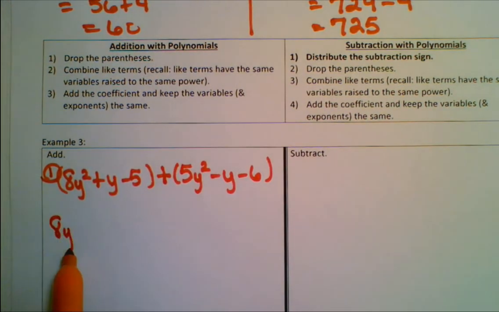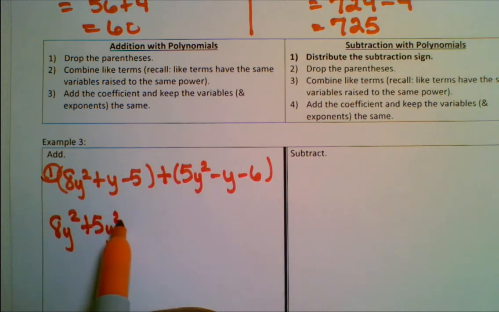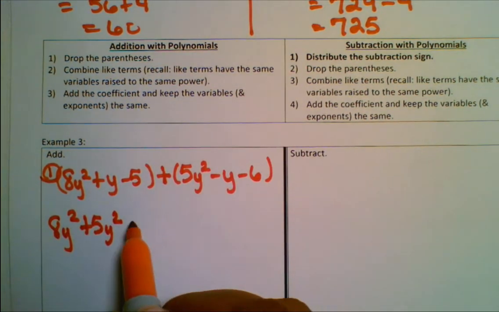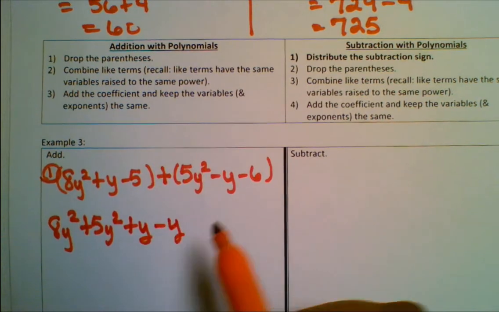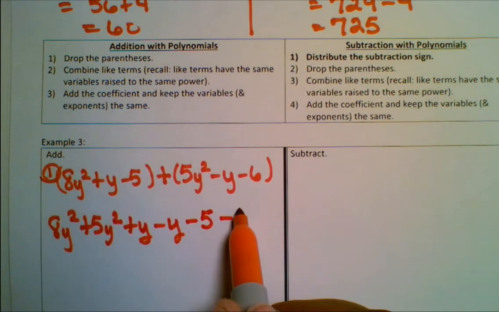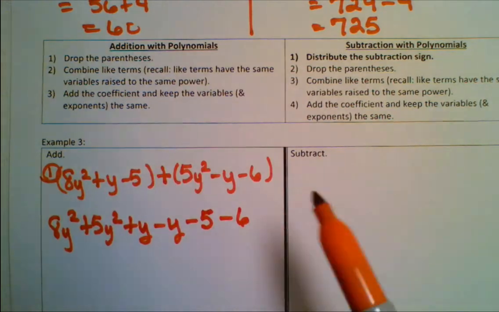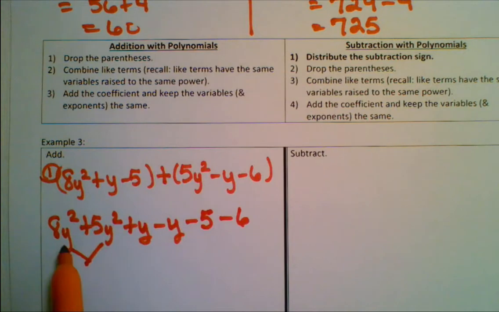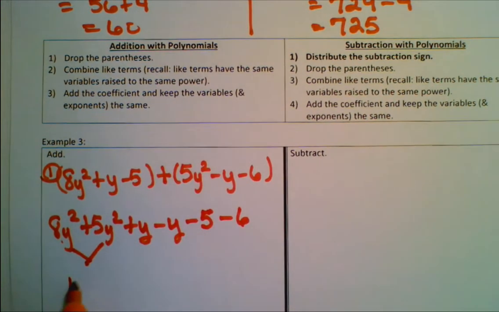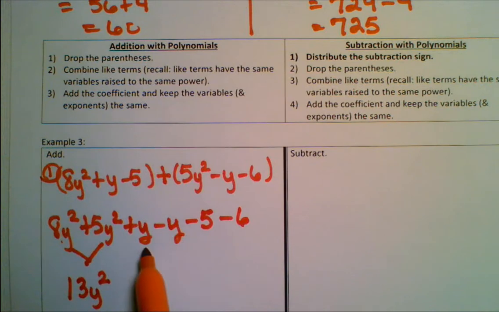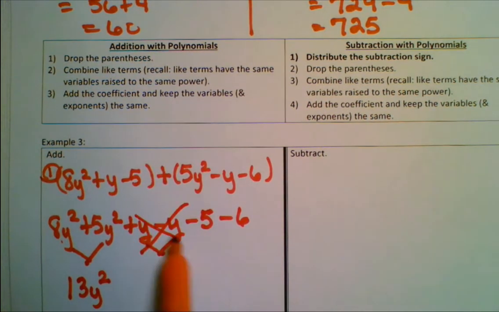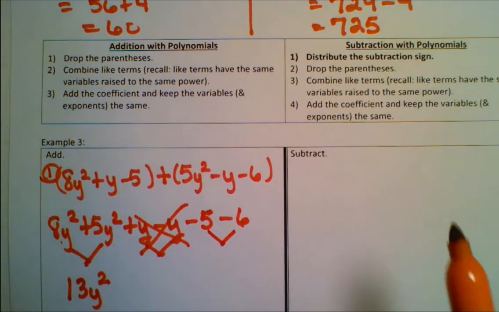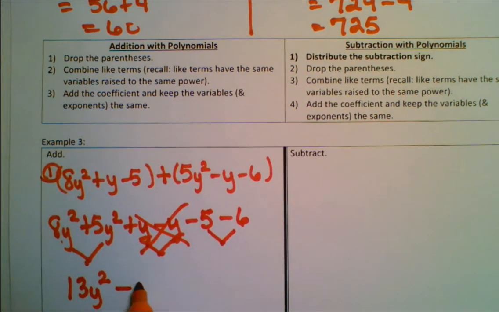So we have 8y squared and 5y squared. We're going to add those together. We have positive y and minus y. And then we have minus 5 and minus 6. Once we combine the like terms, we add the coefficients. So 8 plus 5 for our y squared, we have 13y squared. Our y's are going to cancel out because y minus y gives us 0. And then negative 5 minus 6, we have minus 11.